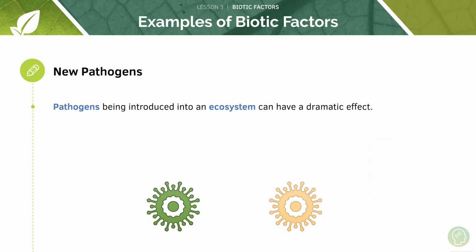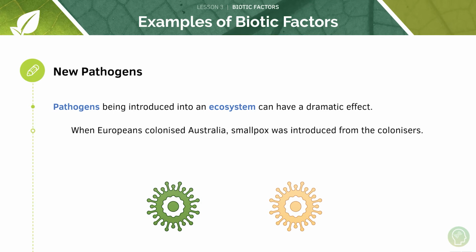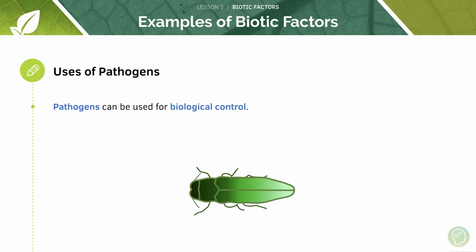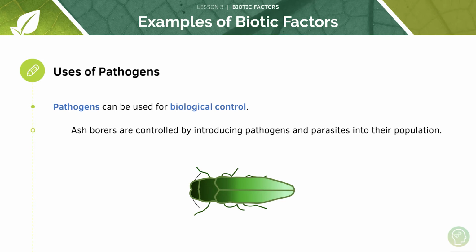So pathogens being introduced into an ecosystem can have a dramatic effect. So when Europeans colonised Australia, smallpox was introduced from the colonisers. And this devastated the Aboriginal population as they had not developed the required immunity. So pathogen is another example. And pathogens can actually be used for biological control. So ash borers are controlled by introducing pathogens and parasites into their population.